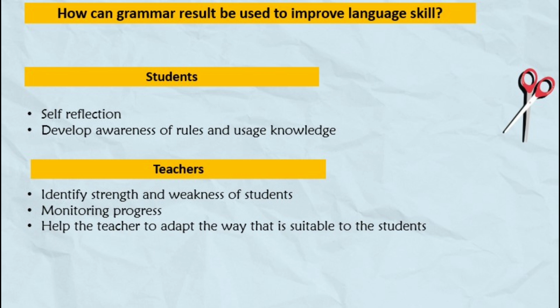We go to the next point. How can grammar results be used to improve language skills? So there will be two answers. The first one is for the students themselves and for the teachers. For the students themselves, it is for self-reflection and to develop awareness of rules and usage knowledge. While for the teachers, it is to identify strengths and weaknesses of students, monitor progress, and help the teacher to adapt the way that is suitable to the students.